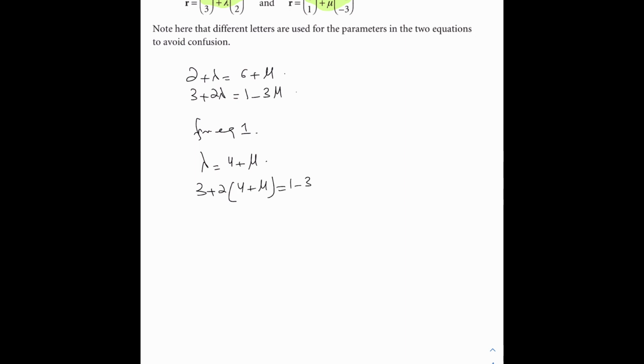If we can just equate, from the first line 2 plus lambda and 6 plus mu, so 2 plus lambda equals 6 plus mu. Then 3 plus 2 lambda equals 1 minus 3 mu. Simultaneously solve the two and get the values of lambda and mu. I'm making lambda the subject from the first equation. So from equation number 1, lambda equals 6 minus 2, which is 4, plus mu. Putting it in the second equation, 3 plus 2(4 plus mu) equals 1 minus 3 mu.